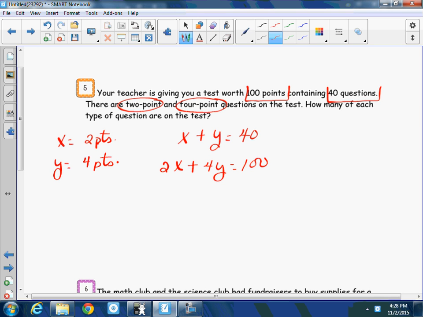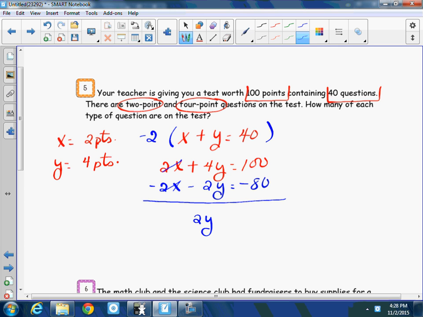So I'm going to use the elimination in here. So I'm going to go ahead and I'm going to multiply that by -2. When I multiply that by -2, I get -2x minus 2y and minus 80. These 2 cancel out. 4y minus 2y would be 2y. 100 minus 80 would be 20. Divide by 2, y equals 10, which means there were 10 questions that were worth 4 points.